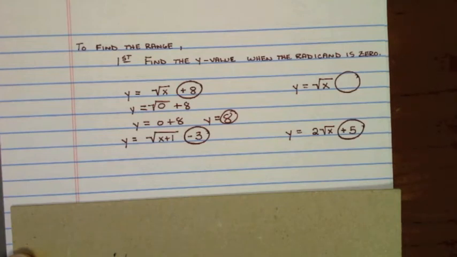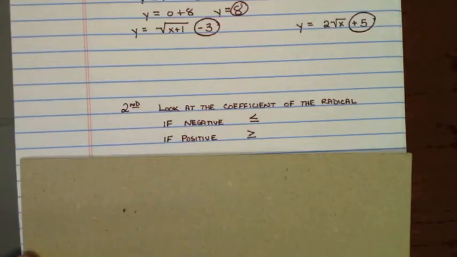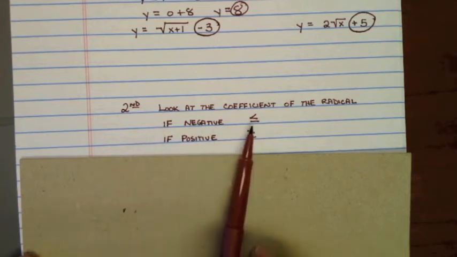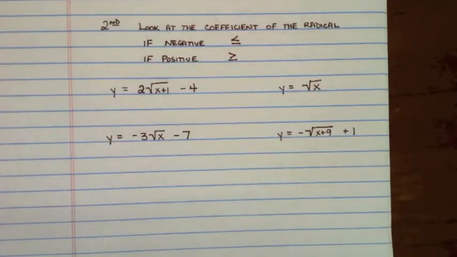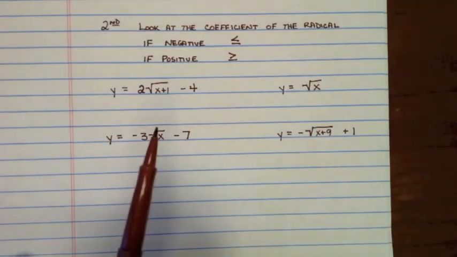Now you need to figure out if it's going to be greater than that number or less than that number. You look at the coefficient of the radical to tell whether it's going to be less than or greater than that number. Remember, the coefficient is the number in front of the radical symbol. If the coefficient is negative, it's going to be numbers less than that. If the coefficient is positive, it's going to be numbers greater than that. Here are some examples of this.